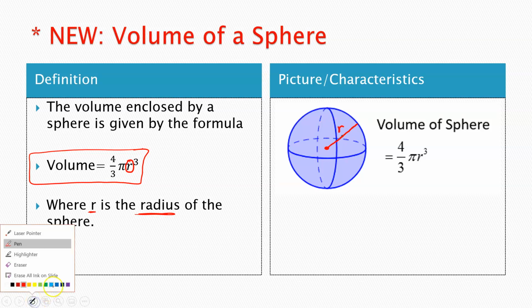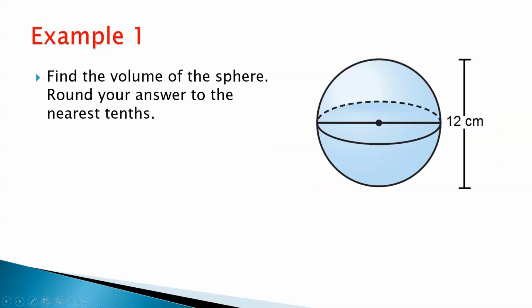Please be careful not to confuse it with diameter. Diameter is the one that goes all the way across, right? And they'll use the letter D for diameter. Radius is only half of that. So your radius, that's the one that we want. So be careful. Radius is from the center to the outside. Okay, and again, the formula is 4 over 3 pi r cubed.